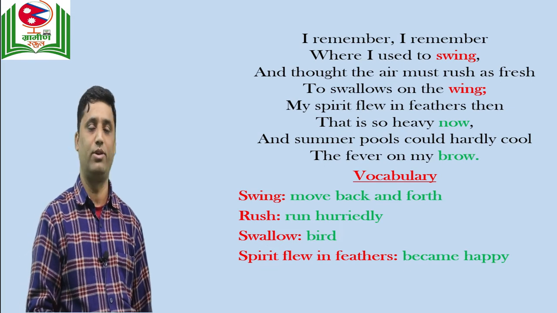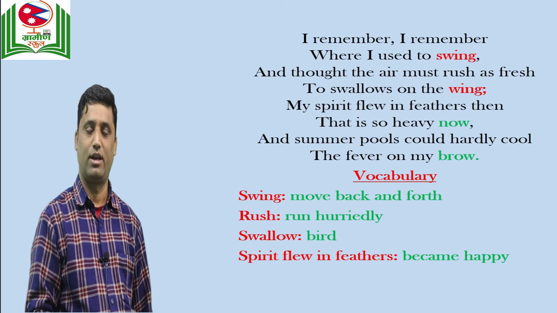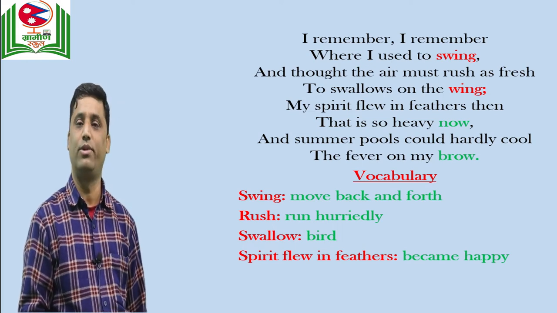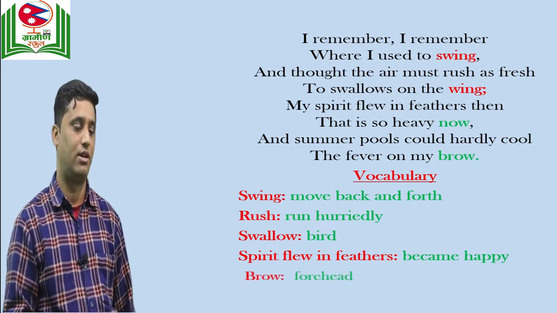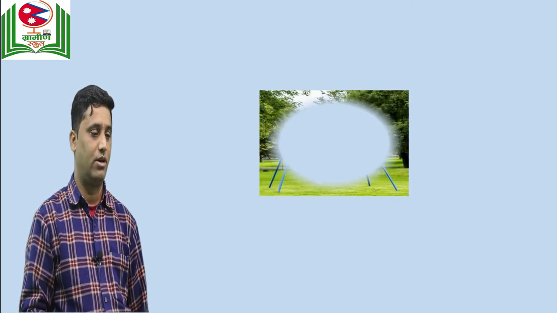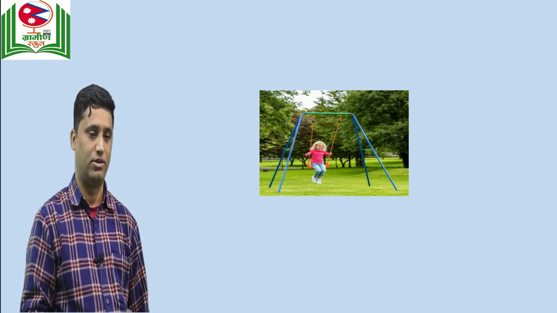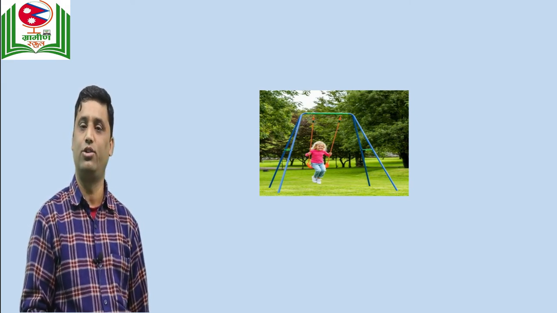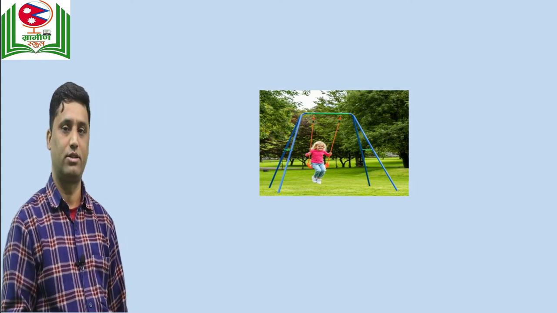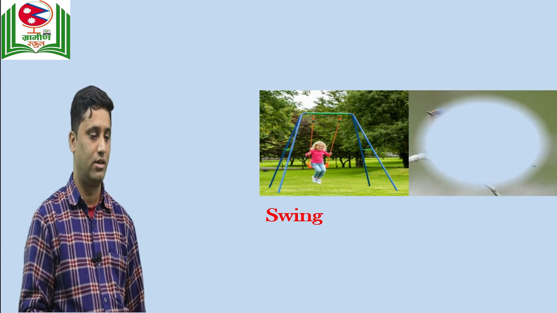My spirit flew in the feathers, like the light. Feathers are very light, and I feel very, very happy. When we feel happy, we also feel very, very light. Brow is forehead. Let me just show you the picture. Swing. This is swinging. So in your childhood, you must have done this. Okay, this is swinging. The gull is swinging there.